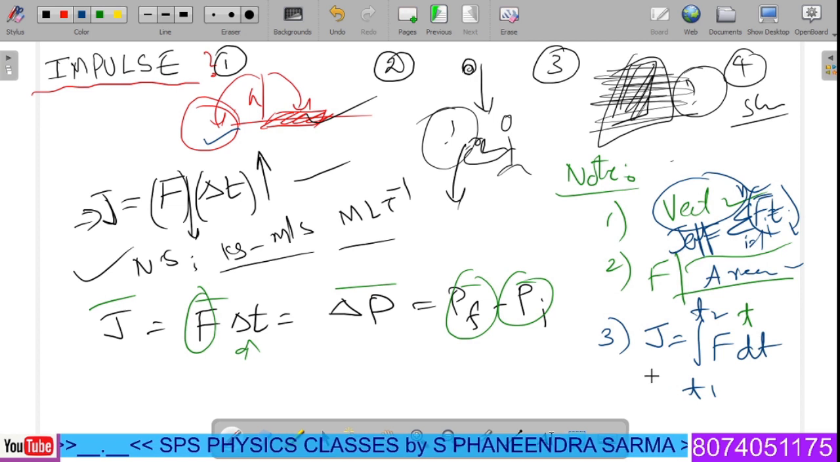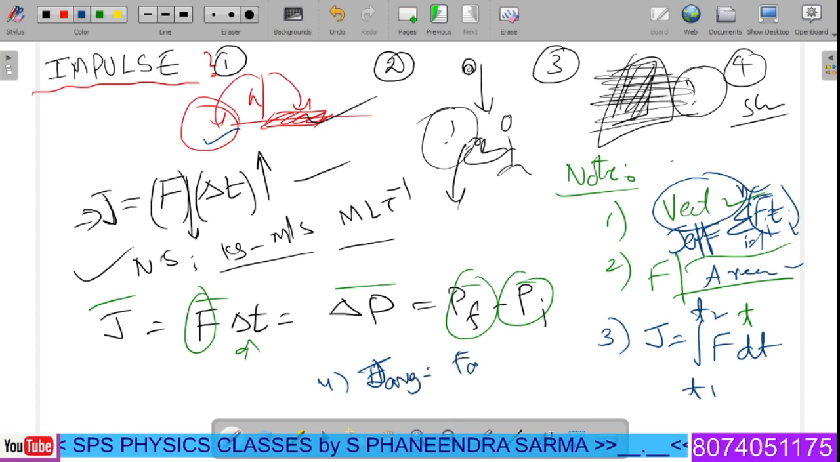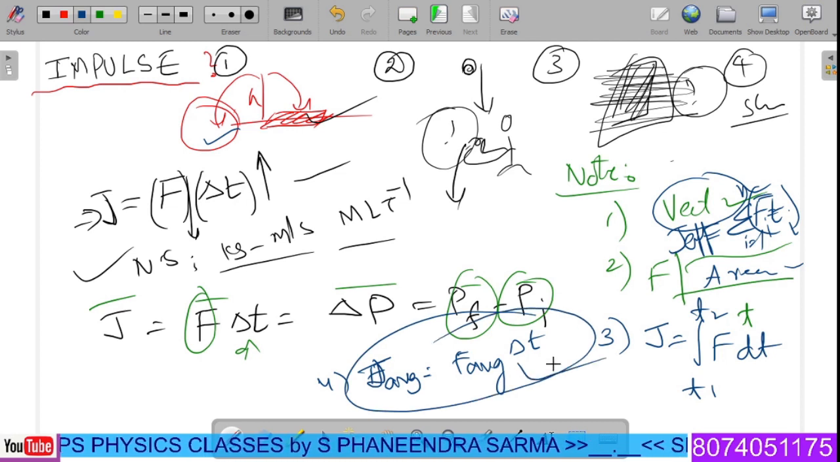Sometimes the exam will ask you what is the average impulse. In such a case, average impulse means you write down J average is equal to F average into delta T. This is important. That means you have to find out the average force acting on the system, and then you can determine impulse corresponding to this particular case.